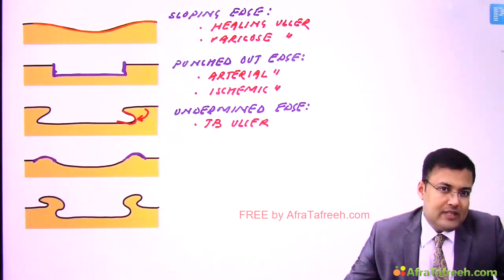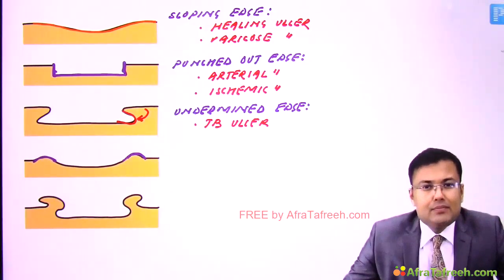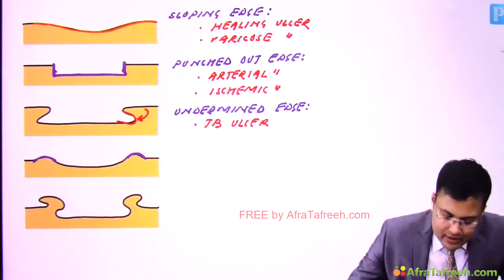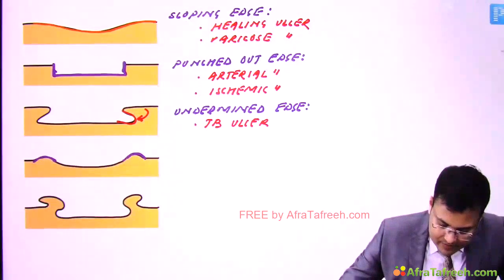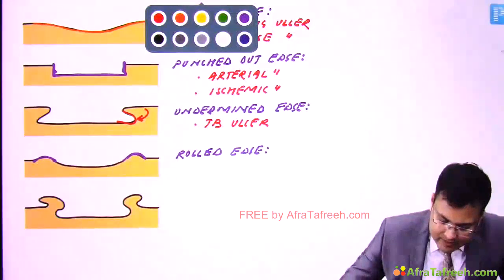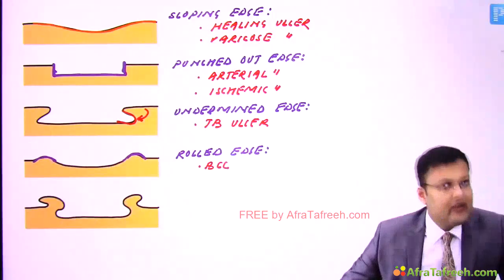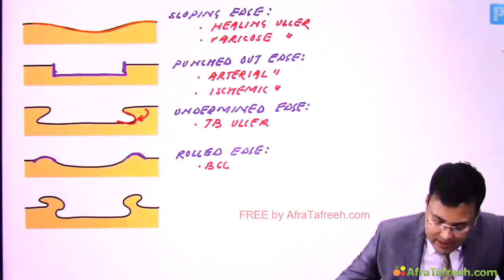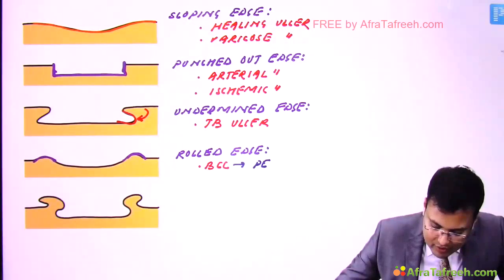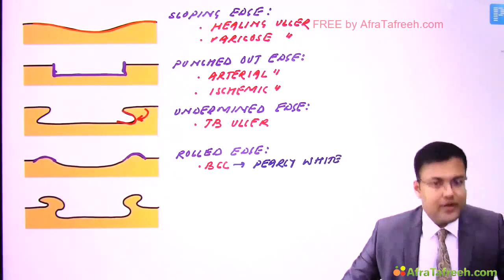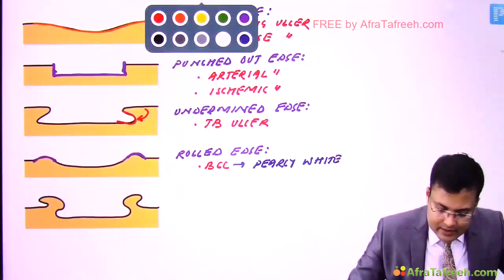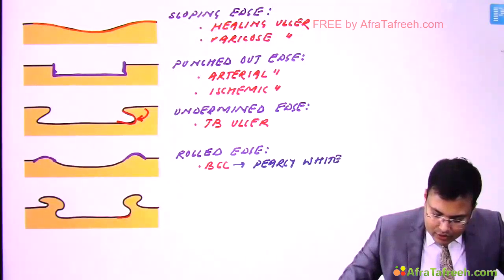In basal cell carcinoma, there is another feature which is seen, that is pearly white edges. So this is rolled edge, and this rolled edge is seen in basal cell carcinoma. We discussed that in basal cell carcinoma, pearly white edges are also seen. Pearly white edges.